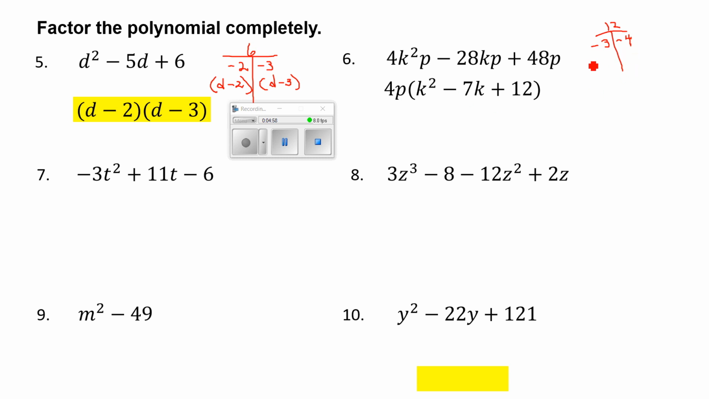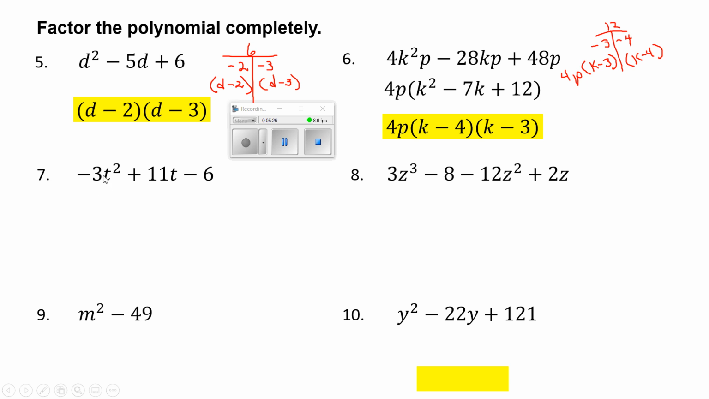So now I'm going to go ahead and say this is going to be k minus 3 and k minus 4. And then in front, remember we had that 4p. So it should be 4p times k minus 3, k minus 4. Or 4p times k minus 4, k minus 3. Doesn't matter which order we put these in. All right, number 7 is next.